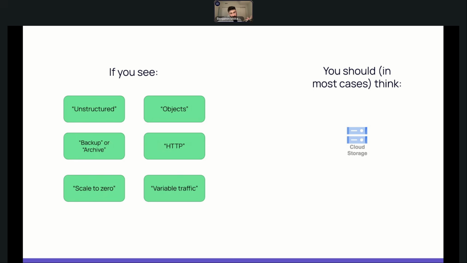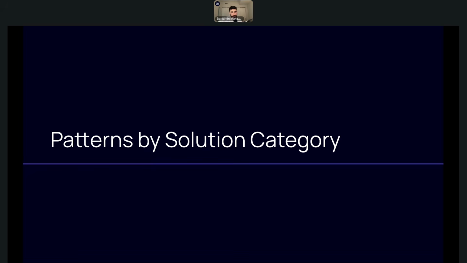And then Cloud Storage, this is pretty straightforward, but if you see, oh, sorry, a few of these cards snuck in from the last slide. Unstructured data, or objects that you need to store, or if you're doing a backup or an archive, definitely think of Cloud Storage. It can store any kind of data that you don't need a specialized database for. Okay, now we're going to talk about patterns by solution category.